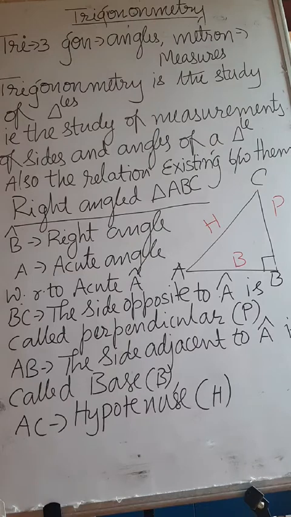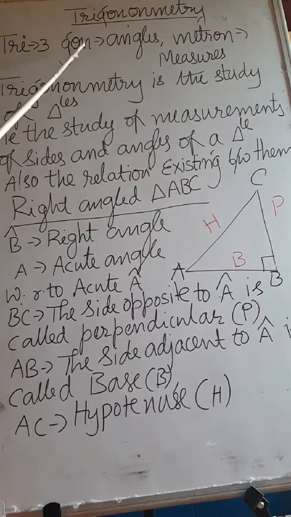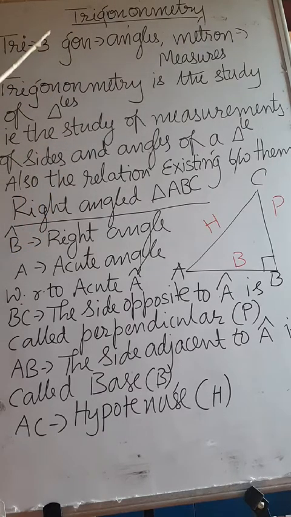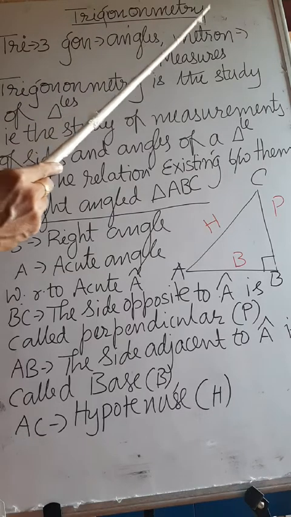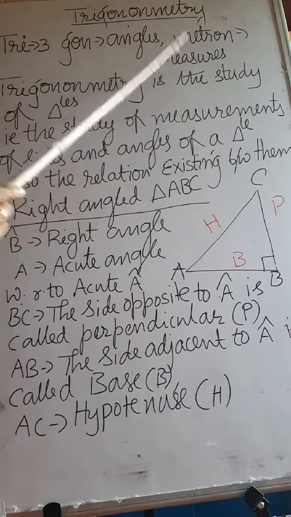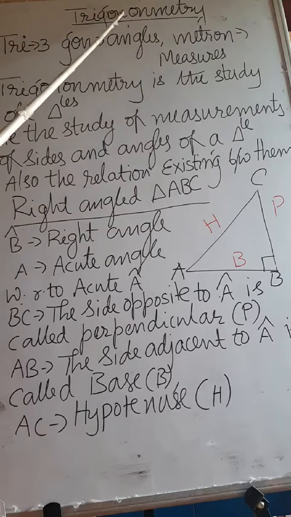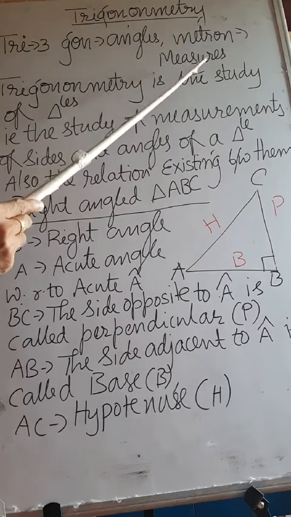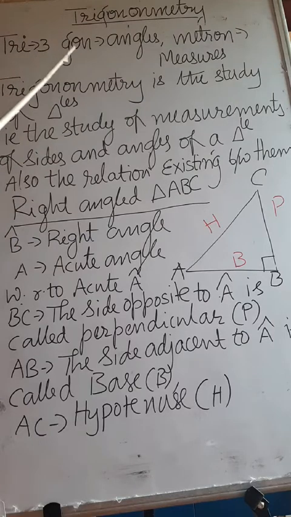Introduction to trigonometry. If you look at the word trigonometry, there are three Greek words you can notice. One is tri, another is gon, another is metron. Tri means three, gon means angles, metron means measures. If you look at how this single word is split into three terms, you can understand that trigonometry is related to angles, measures, three.